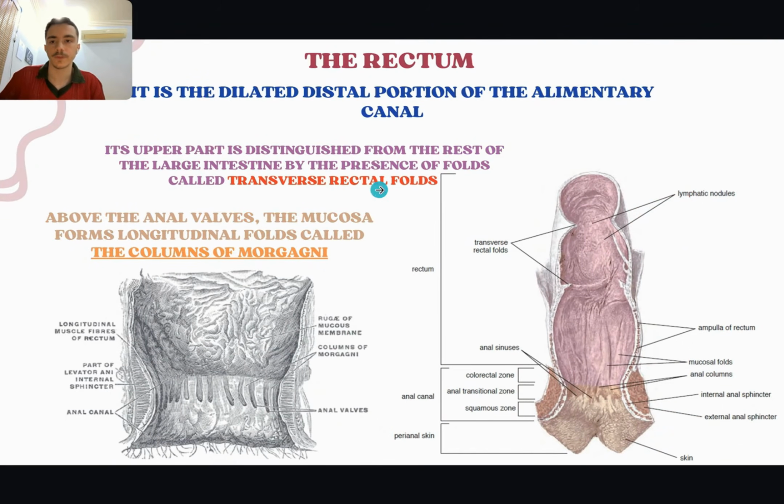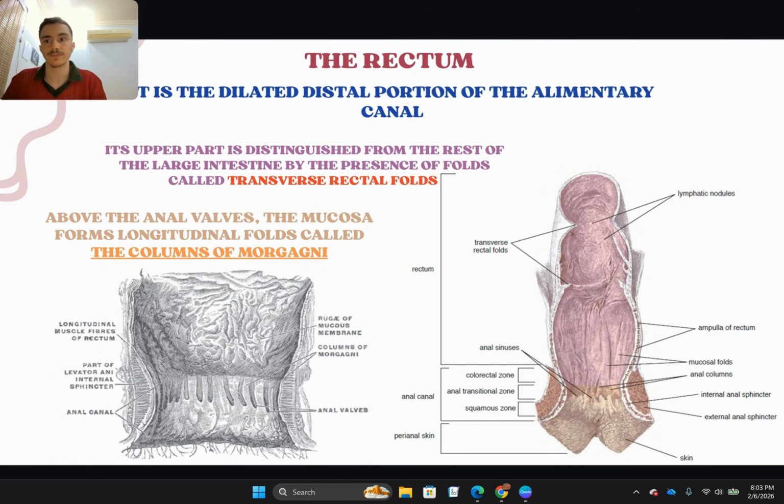Okay, the rectum, last thing, we're almost done, promise. It's the dilated distal portion of the alimentary canal, so it's the last thing. How can we differentiate between the rest of the large intestine and the rectum? The upper part is distinguished from the rest of the large intestine by the presence of folds. We call them transverse rectal folds. If you see these folds, you know you are in the rectum, because you cannot find them in the other parts.